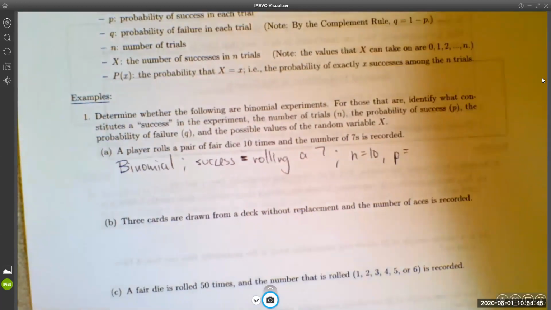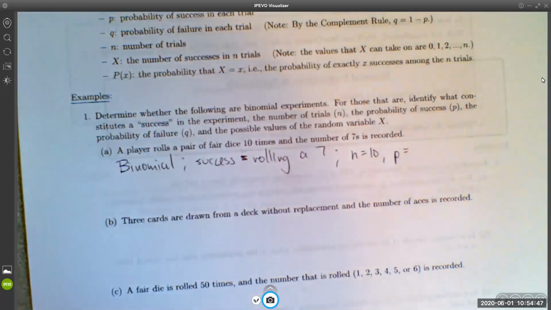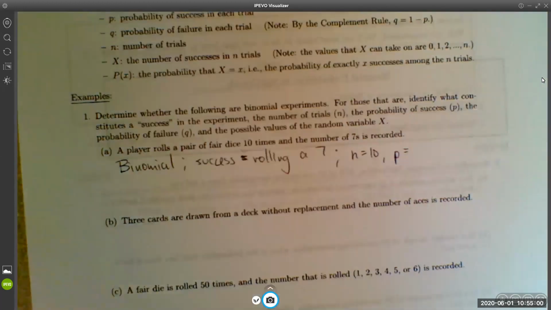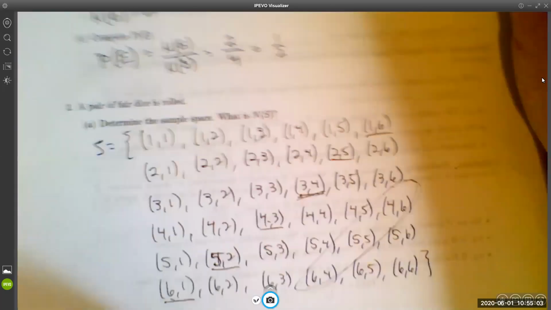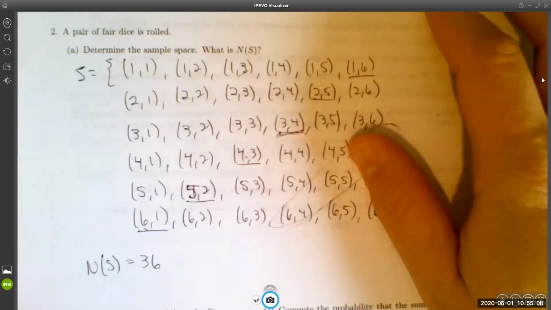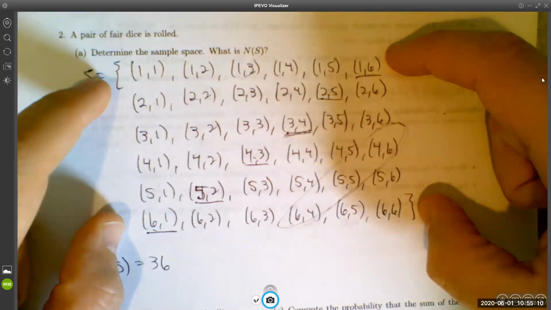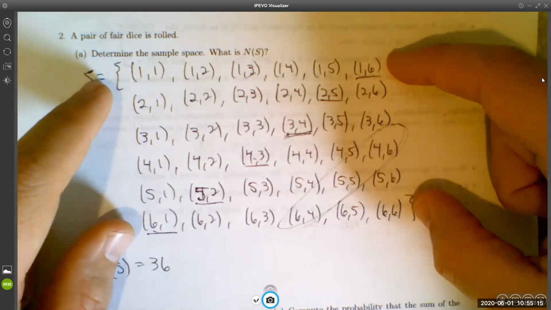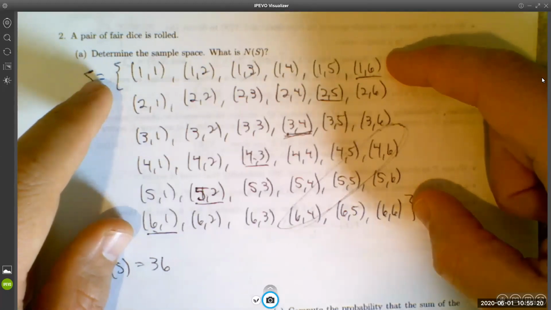Well, let's pull up chapter 5. I think we listed out all the possibilities in 5.1. So I'm going to pull out my 5.1 notes. In 5.1, section 5.1, page 2, where we listed out all of the possibilities, right? These are all of the possible outcomes when you roll a pair of fair dice twice, okay? And we are looking for the probability of success. In other words, we're looking for the probability that we roll a 7.